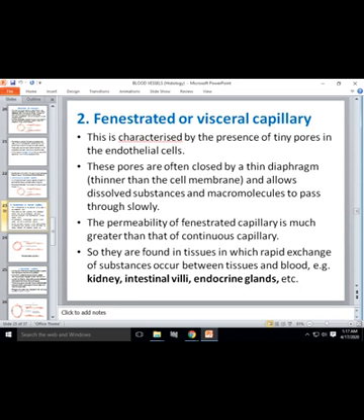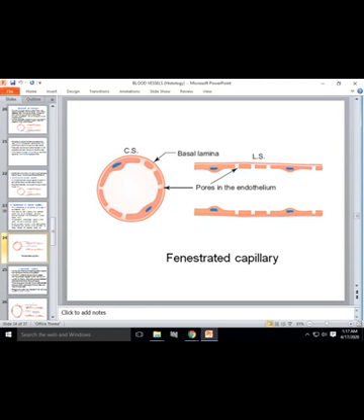So these types of capillaries are found in tissues in which rapid exchange of substances occurs between tissues and blood, for example, kidney, intestinal villi, and endocrine glands. This picture of the fenestrated capillary is on cross section. There are gaps, pores, between these endothelial cells. Here in longitudinal section, we can also see pores.